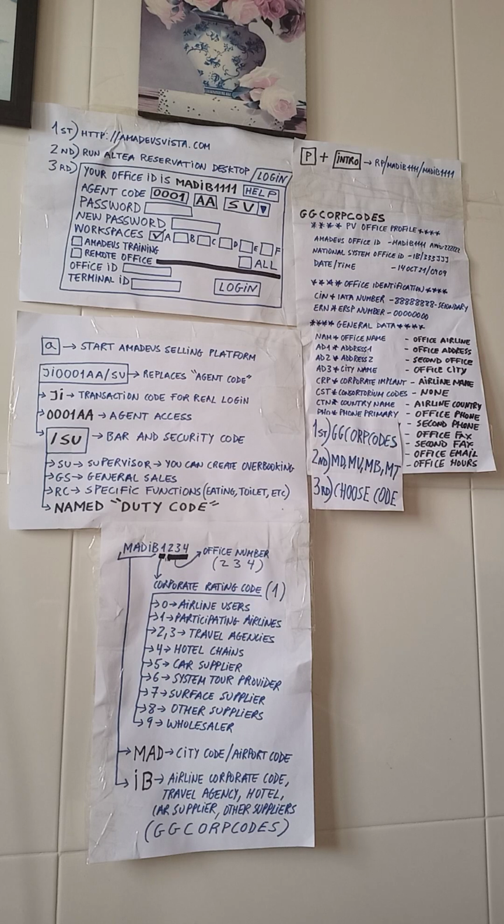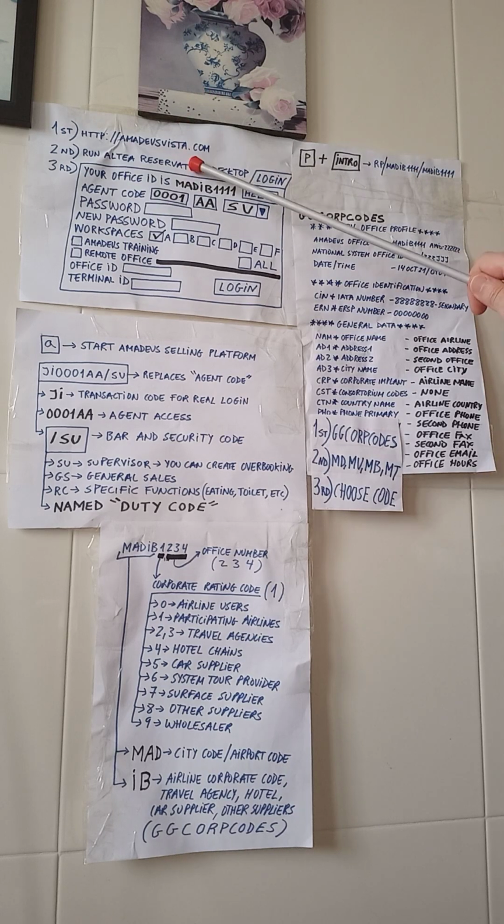That should be the first step from the graphical mode because there is also transactional mode. On the top folio, we have the graphical mode. And on the bottom folio, we have the transactional mode. In graphical mode, the second step is to enter Run Altea Reservation Desktop.